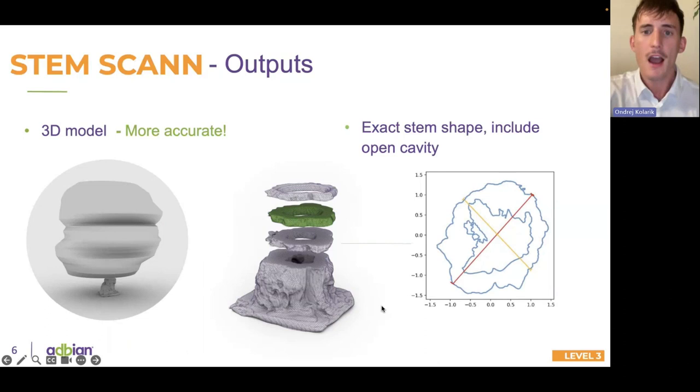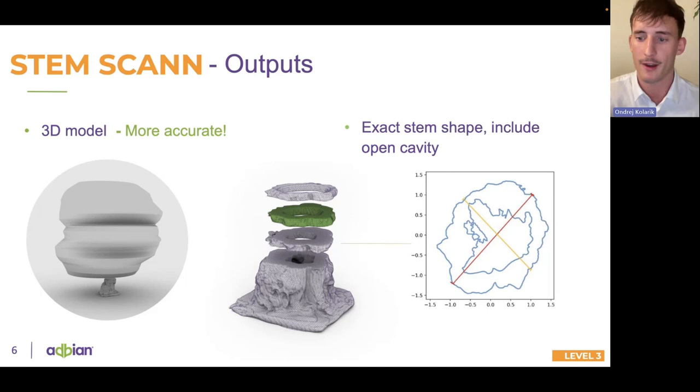How we work with the data: as I said, we model the tree in 3D space, and we are calculating the tree stability on each stem profile every 10 centimeters, and we indicate which tree profile is the weakest, and there we calculate the safety factor. It's also possible to include, as you saw, open cavities. So this can also give you information on how big the cavities really are.